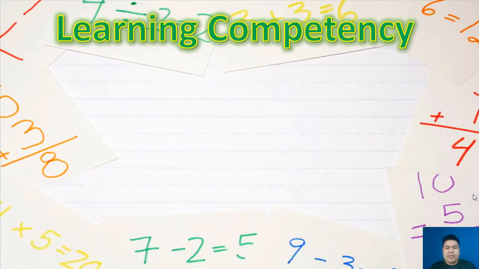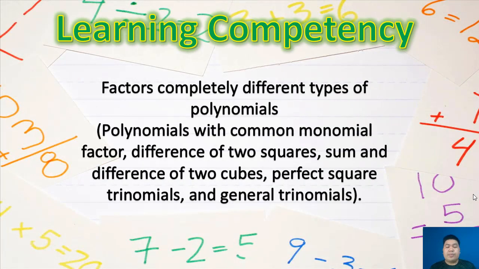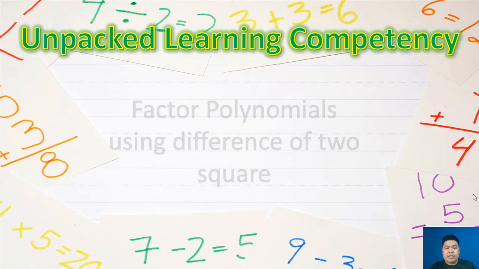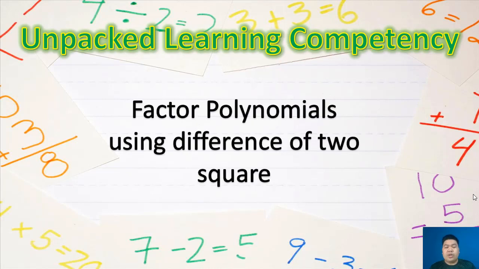Our learning competency here is to factor completely different types of polynomials: polynomials with common monomial factor, difference of two squares, sum and difference of two cubes, perfect square trinomials, and general trinomials. Our unpacked learning competency here is to factor polynomials using difference of two squares.